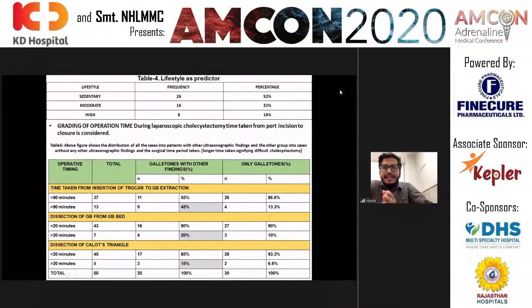In the operative timing, for GB extraction taking more than 90 minutes, 45% of the patients had gallstone with other findings. For dissection of the GB from the GB bed taking more than 20 minutes, 20% of the patients had gallstone with other findings. For dissection of Calot's triangle taking more than 20 minutes, 15% of the patients had gallstone with other findings. Next slide.